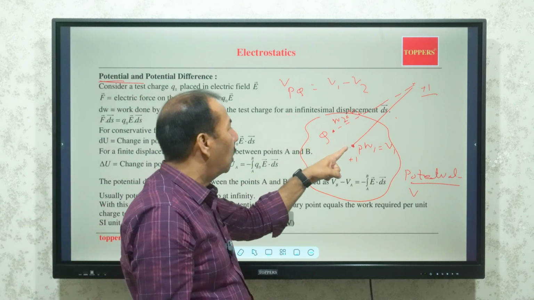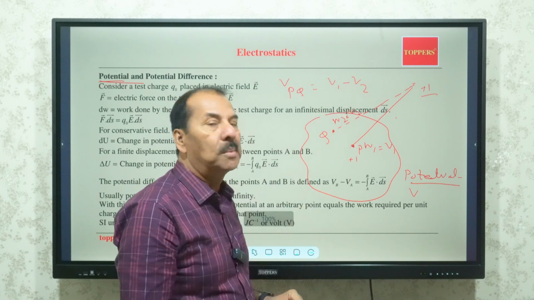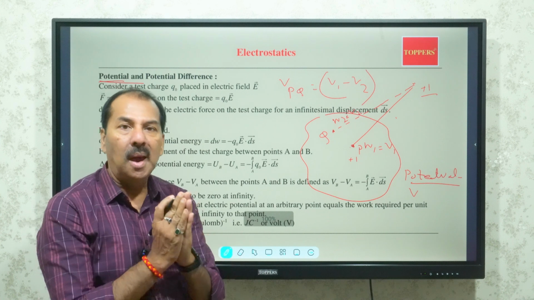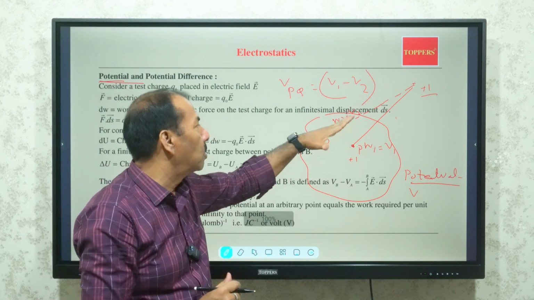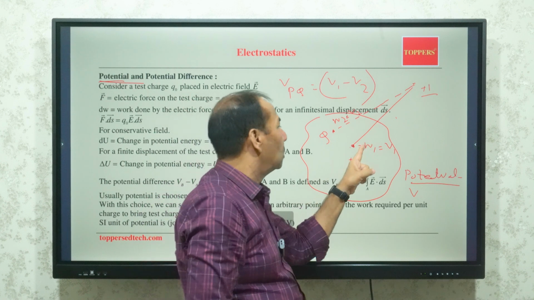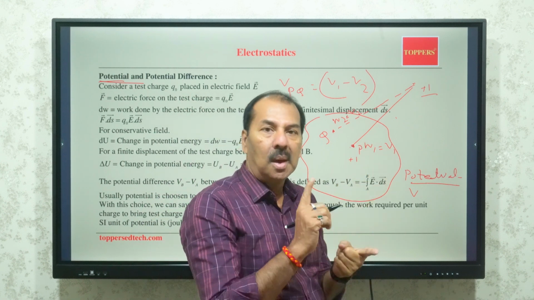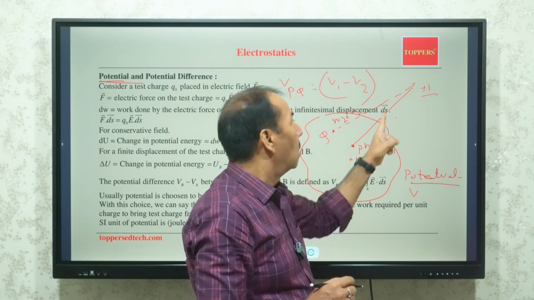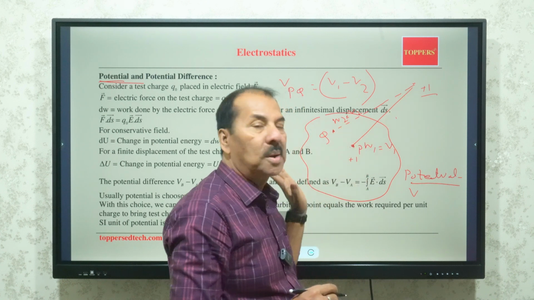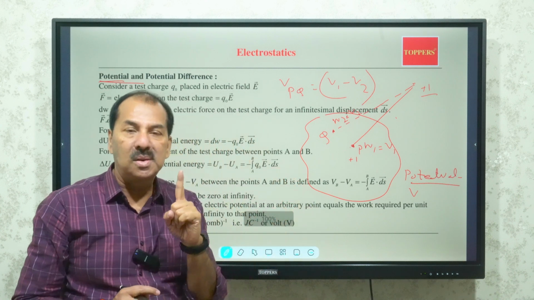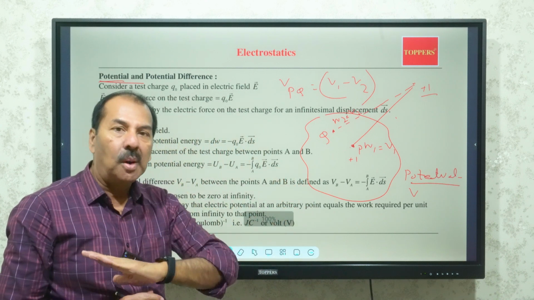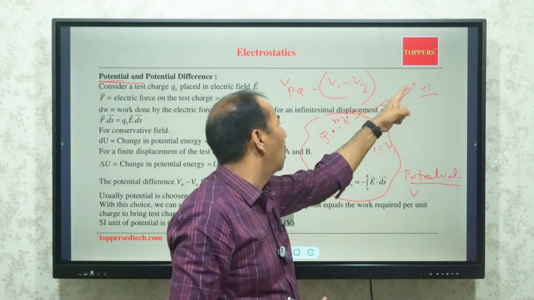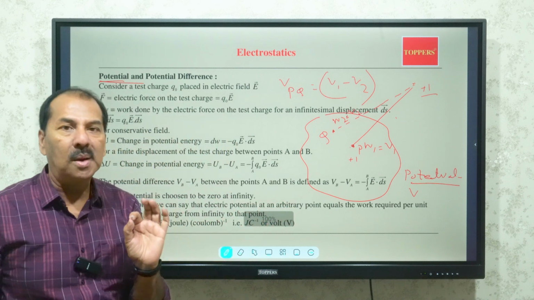Now from this point to this point, we are getting V1 minus V2. So this is work done in carrying a unit positive charge from one point to another point. This V1 is work done in carrying unit positive charge from infinity to this point. Again from infinity to this point, that becomes V2. So we are taking the charge as 1 from infinity to this point or from infinity to that point. So that is work done.